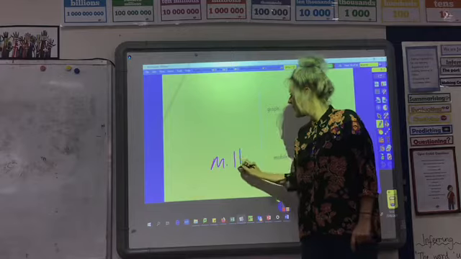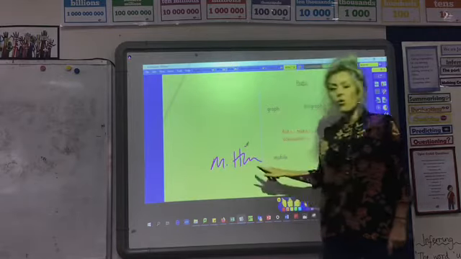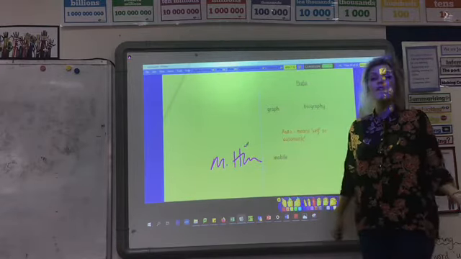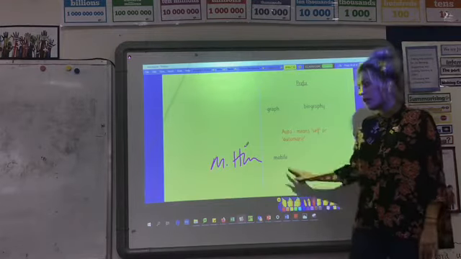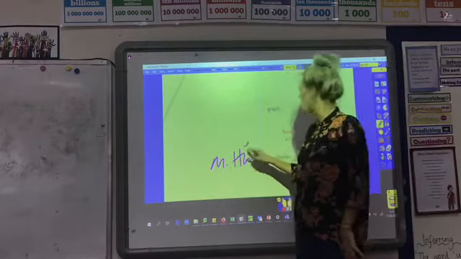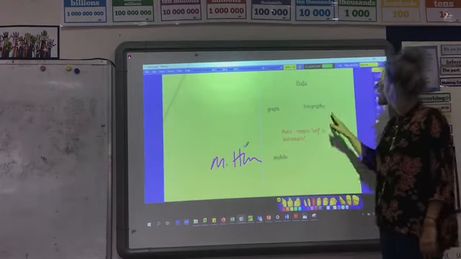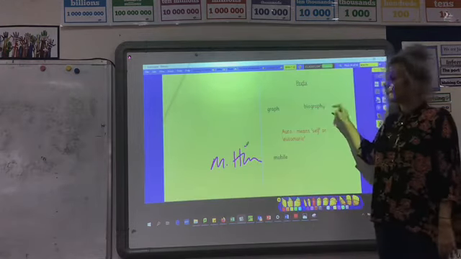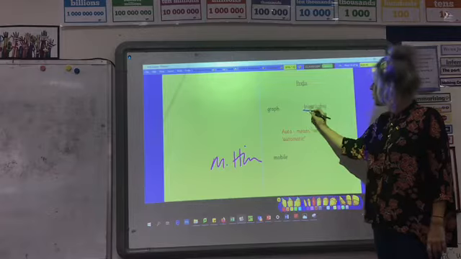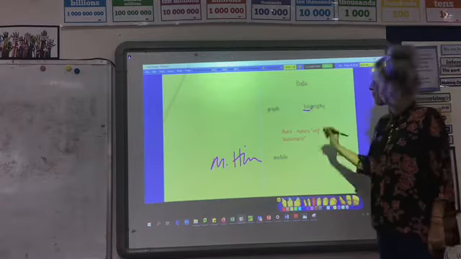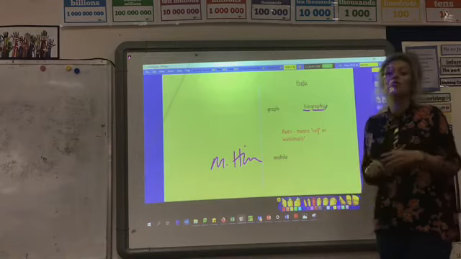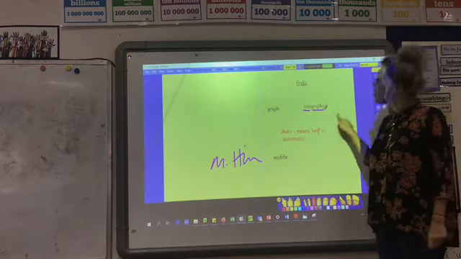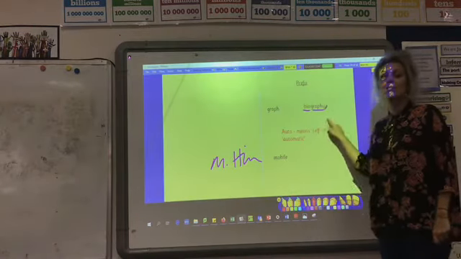So this is Miss Hill's autograph, and we often collect the autographs of famous people. I will give you mine for free today. Do not worry, Year 4s. Biography. Bio means to do with life. Graph is to do with writing. So a biography is a book about somebody's life.